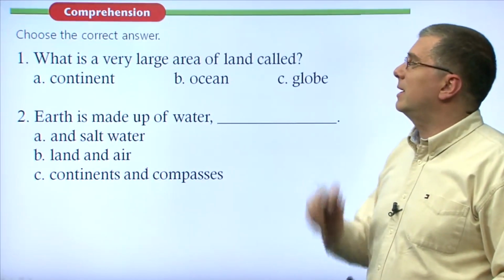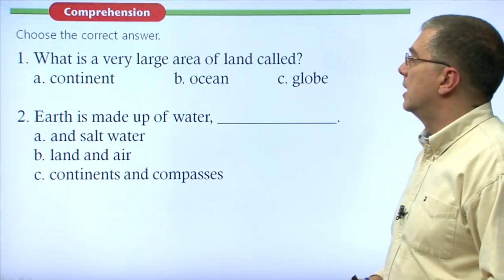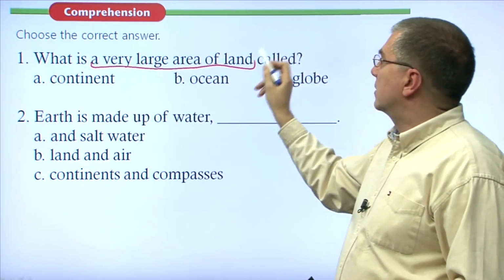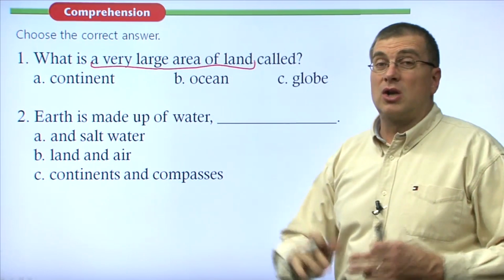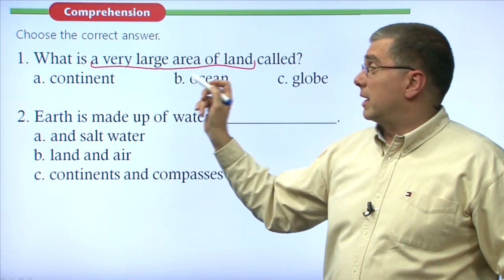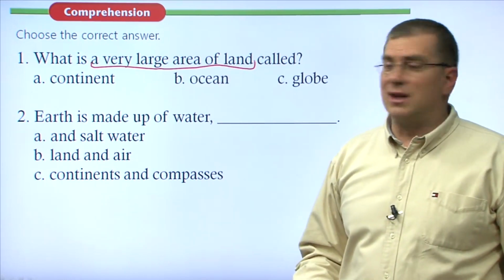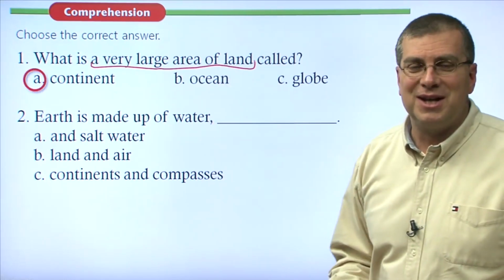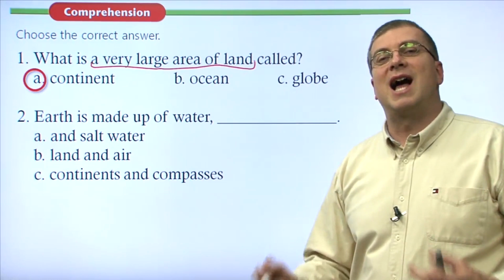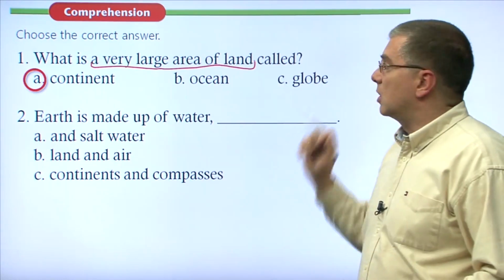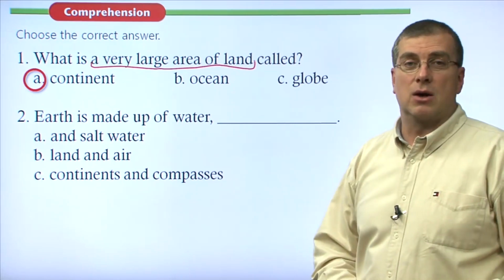Okay, let's move on to our reading comprehension questions. What is a very large area of land called? So we're looking for a very large area of land. Do we call it a continent, an ocean, or a globe? We just talked about continent, right? So hopefully your memory is good. A large area of land is called a continent. Not an ocean. Ocean is a large area of water. And a globe is just a model of the earth.